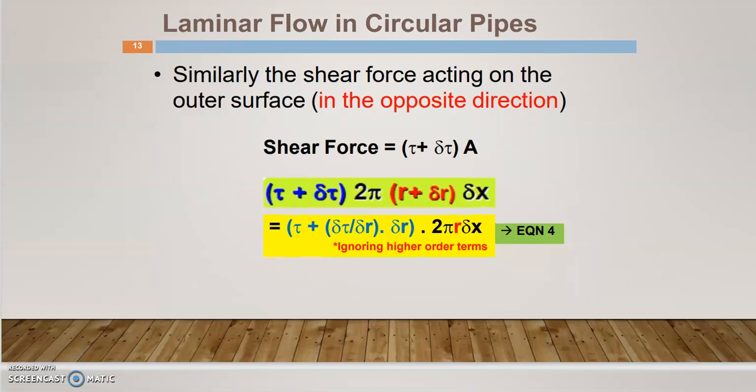And similarly, the shear force acting on the outer surface in the opposite direction can be measured by the shear stress plus the difference of tau, times the area. So again, we simplify this equation and we get equation 4.